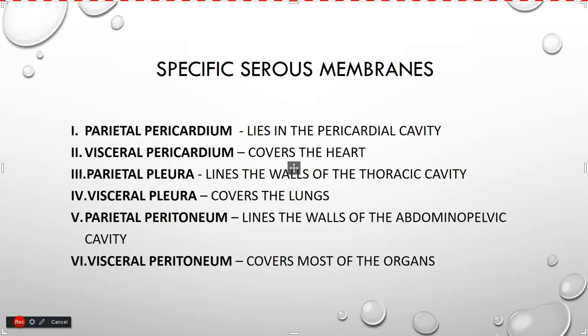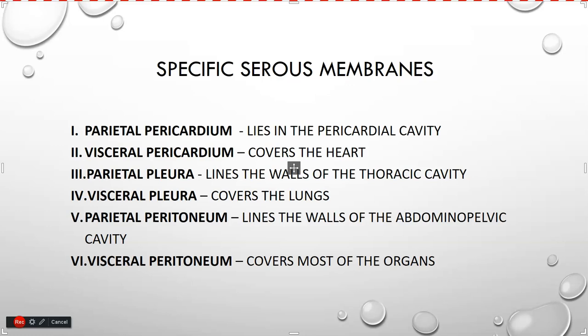The visceral pericardium, if we remember, the serous membrane that covers the organ is known as visceral. So the visceral pericardium is the lining that covers the heart. Remember, they're called pericardium because they relate to the space that the heart sits in, and the organ itself, the heart.